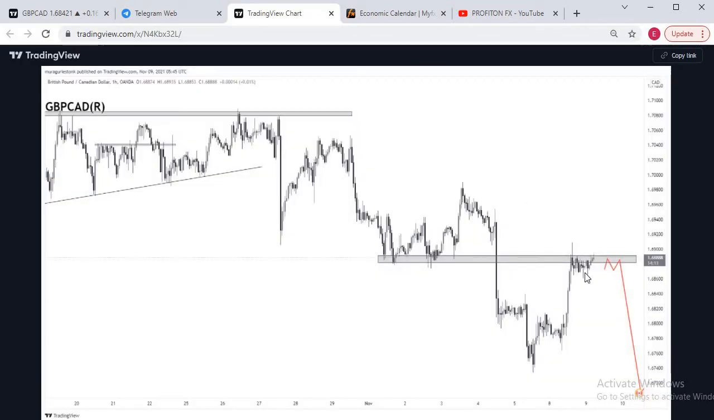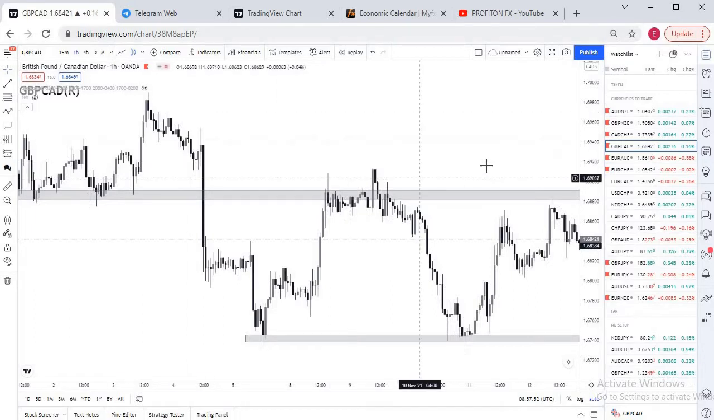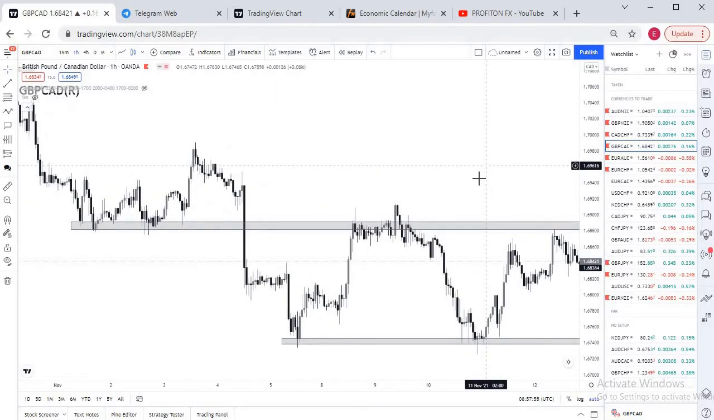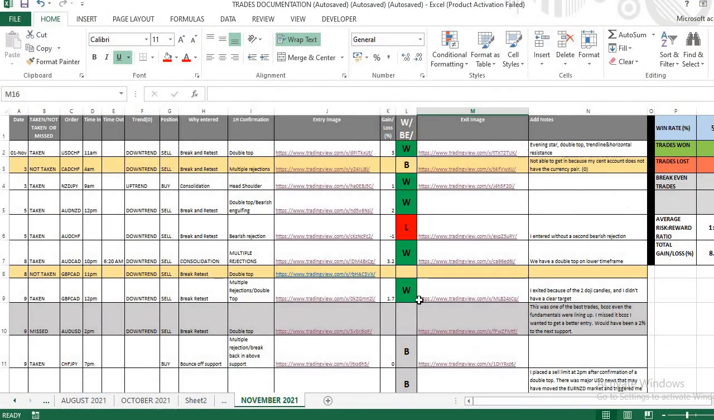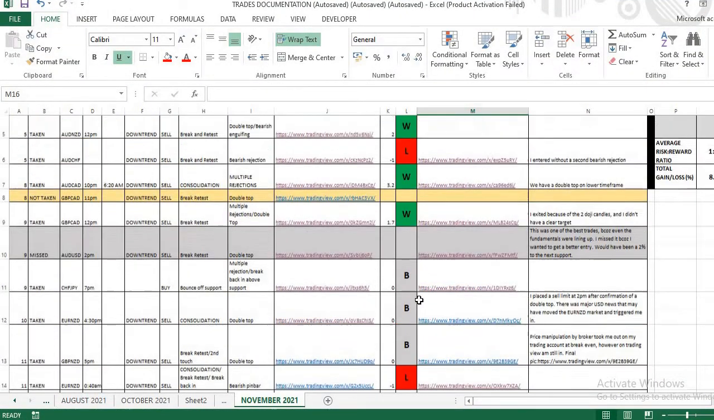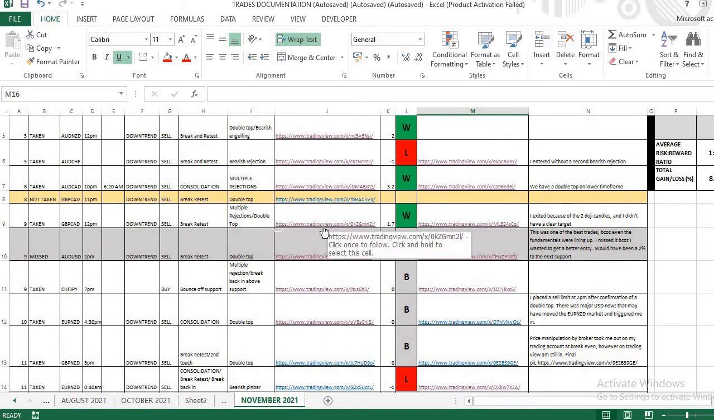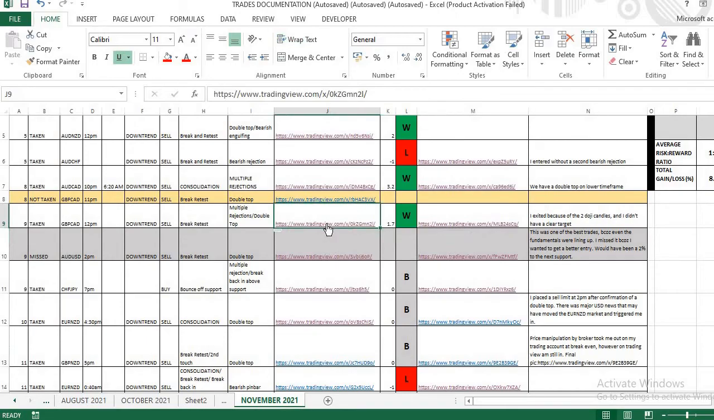So this was a setup that I did share on my Telegram channel, and I was waiting for price to drop. Now, something funny happened on this currency pair. It does not happen often. Now, you see on this spike, price really came close to hitting my stop loss. Let me just share with you how I entered GBPCAD. Here it is, I believe.